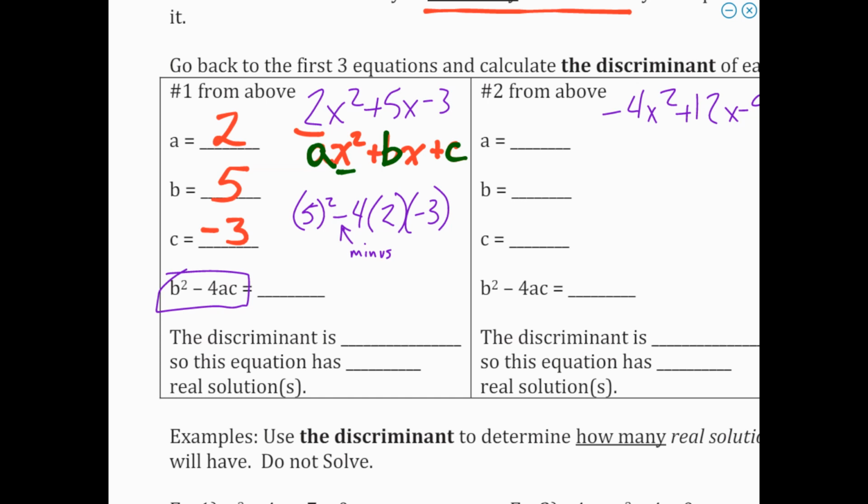Go ahead, you got one? 49. If you did not get 49, earlier today in one class we got the number 1. So if you got the number 1, you probably forgot your minus 3 right here, your negative 3.